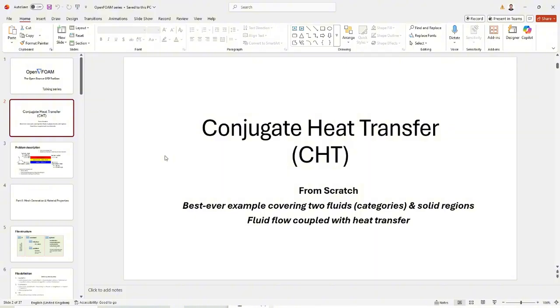For engineers or beginners, I think the difficult starting point is to understand the settings by using a simple example. And actually, I found one for you. I think it is the best ever example because it covers two fluid regions, and also solid heat transfer, and also the coupled fluid flow and the heat transfer between solid and fluid, and also within the fluid itself.